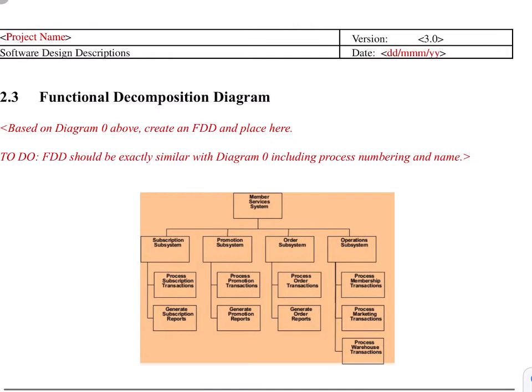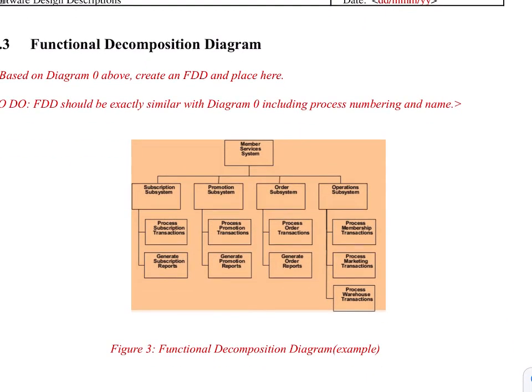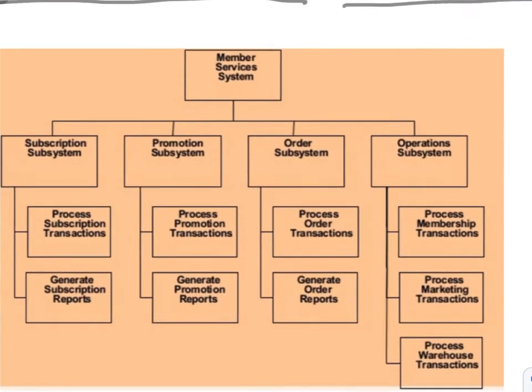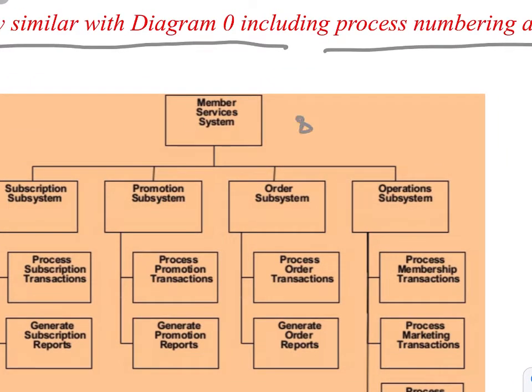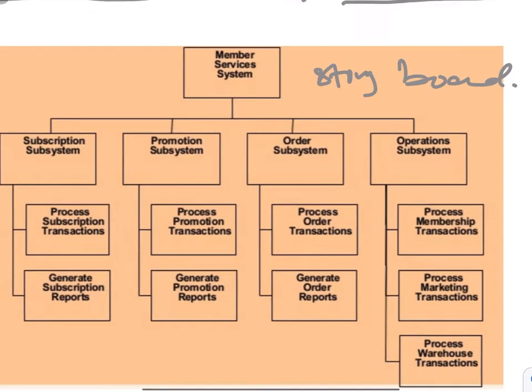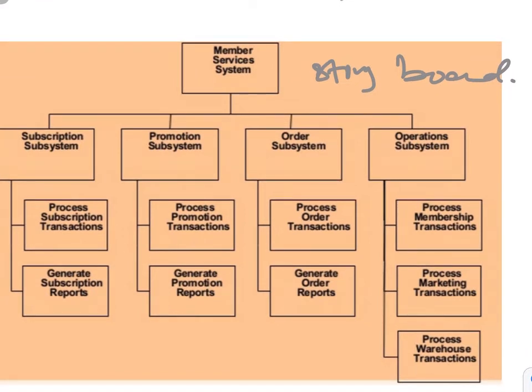Okay, next adalah functional decomposition diagram. Functional decomposition diagram ni should be exactly similar to diagram 0, including process numbering and name. Yang baru ni yang kita buat tu, kalau dalam SRS tu dia panggil sebagai storyboard, sedangkan dia bukan storyboard pun. Tapi bila dia duduk dalam tu dia panggil storyboard, duduk dalam ni dia panggil functional decomposition diagram. Kalau dalam masa buat multimedia dulu, benda tu adalah sitemap lah.